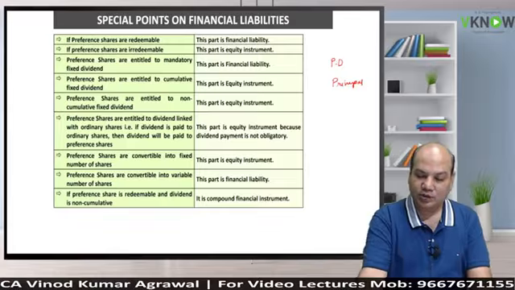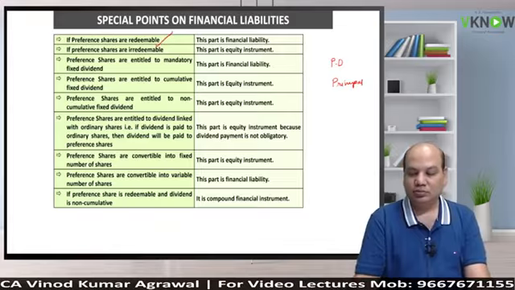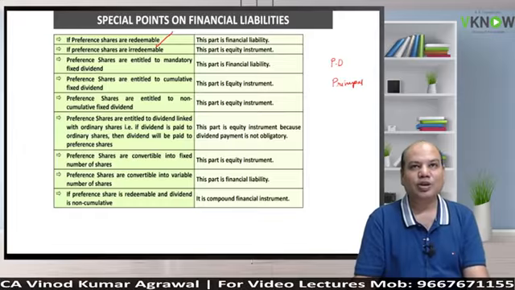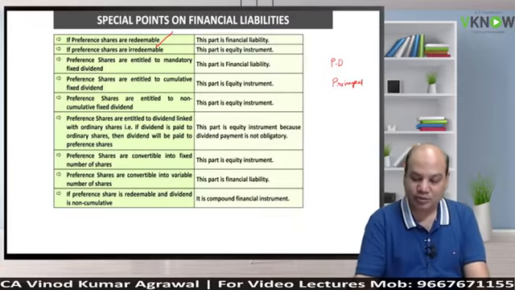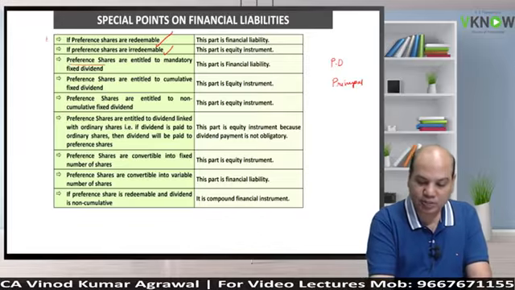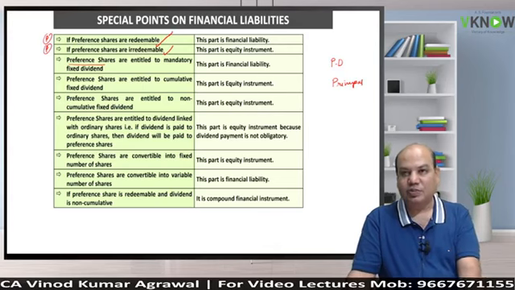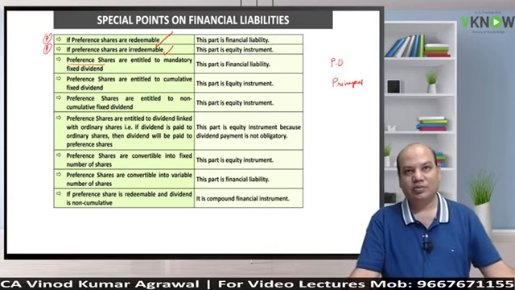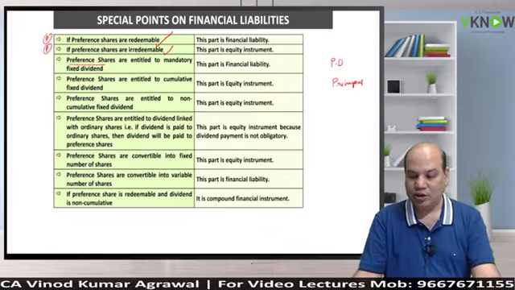If preference shares are redeemable, financial liability, because you can't avoid it. If preference shares are fully irredeemable, no obligation to pay anything, zero obligation to pay anything, then it is a pure equity instrument. So this is about, let's say, the principal amount. The principal amount is redeemable, or the principal amount is irredeemable. So accordingly, liability and equity.